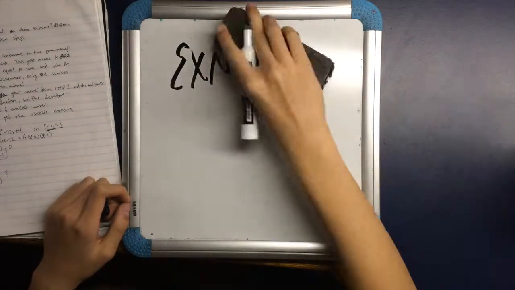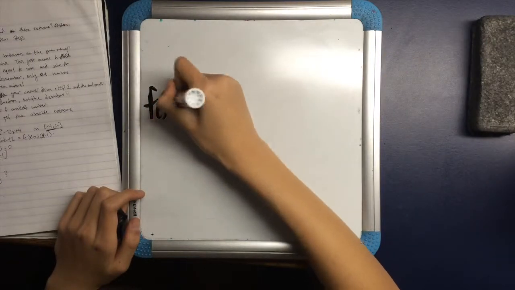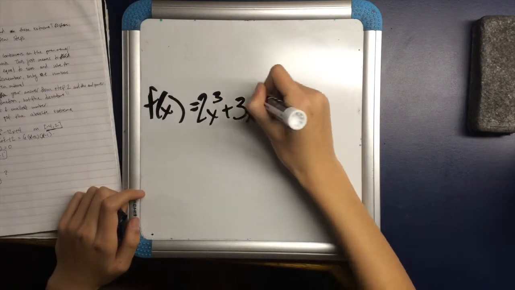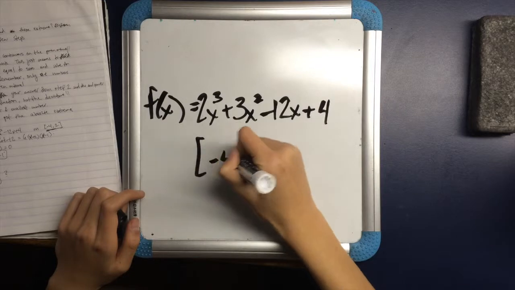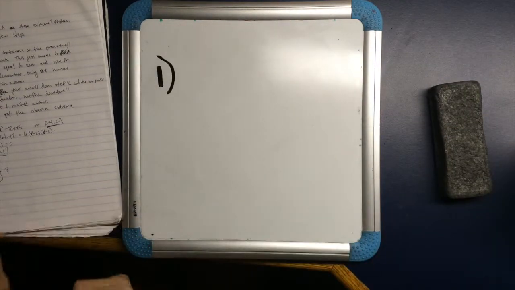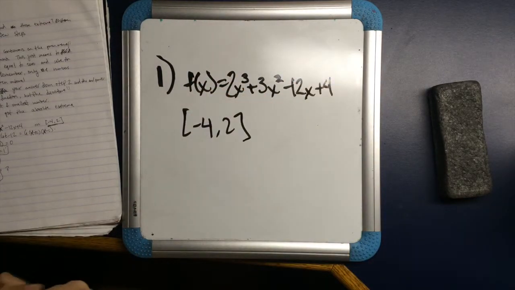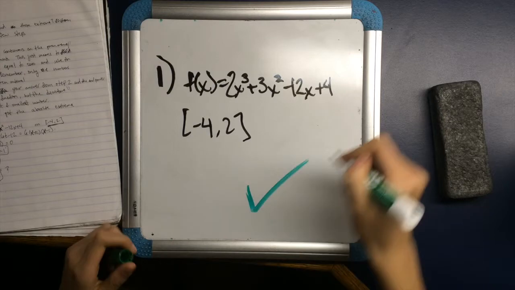Now let's solve a problem algebraically. I'll give you f of x equals 2x cubed plus 3x squared minus 12x plus 4 on the interval of negative 4, 2. Now we do step 1, which is asking yourself, is this function continuous? And it happens to be continuous on this interval.